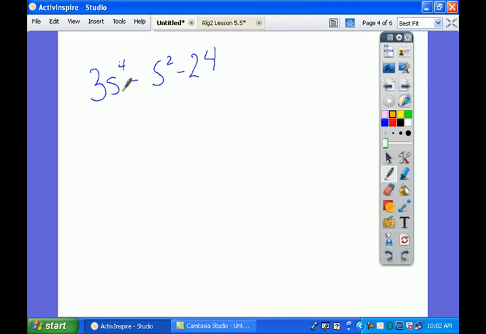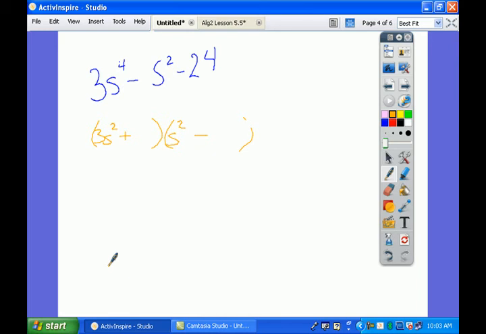And here we have our last problem. This is 3s to the fourth minus s squared minus 24. Yes? I hope. All right, so we throw in our parentheses. I see a minus sign here, so that means we're going to have a plus sign and a minus sign. The factors of 3s to the fourth, we're going to use 3s squared and then s squared.